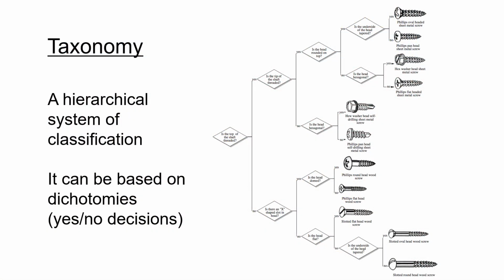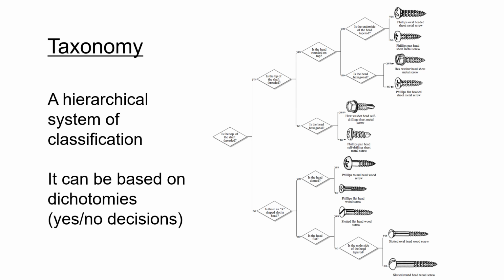My last slide of screws, I promise, and then we'll get into some actual living stuff. Sometimes when you're trying to build these categories, it's useful to use a system like this. A system of questions, one after the other, and each question has a yes or no answer. There's only two possibilities. And when you have something like this that branches in two, we call that a dichotomy.